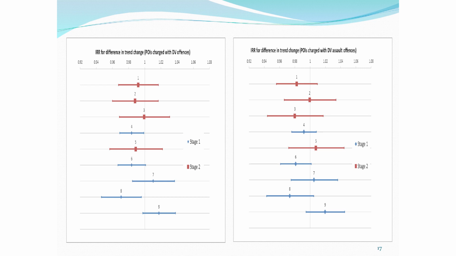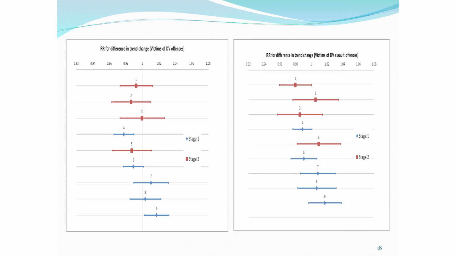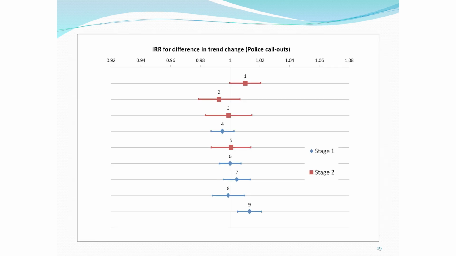That's the situation for DV assault offences. And again, there's nothing happening there. Oh, the blue and the red, don't worry about that. You had first 5 LACs come online and then 4 later. That just distinguishes the 2 groups. And finally, we have the victims. LAC 4 is showing signs there. LAC 9 is again misbehaving. And if you look at the victims of DV assault, you can see there's not too much happening there. And finally, the call-outs. LAC 9 went the wrong way again, and there's not much to show there.